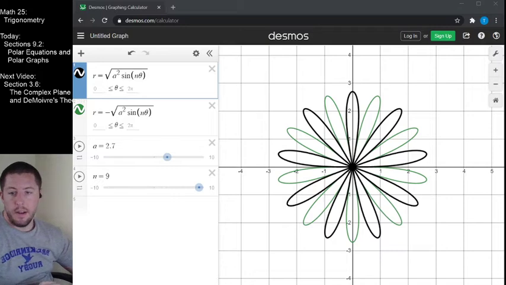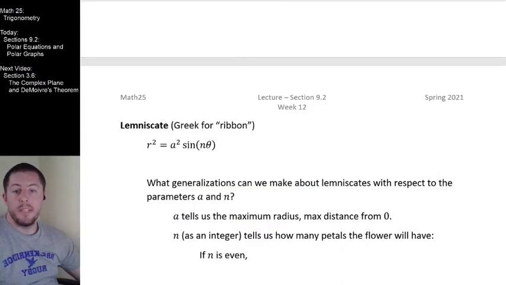So, sorry, I'm sitting over here typing. So what I'm saying here is what generalizations can we make about lemniscates with respect to the parameters a and n? It seems like our parameter a told us the maximum radius or the maximum distance from 0 that it would ever go. It looks like n was telling us, as if we view n as an integer only now, n was doing some crazy things for those small fractional values between whole numbers out there. As an integer, it tells us how many petals the flower is going to have.